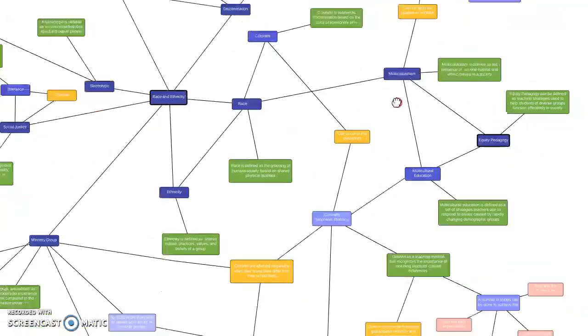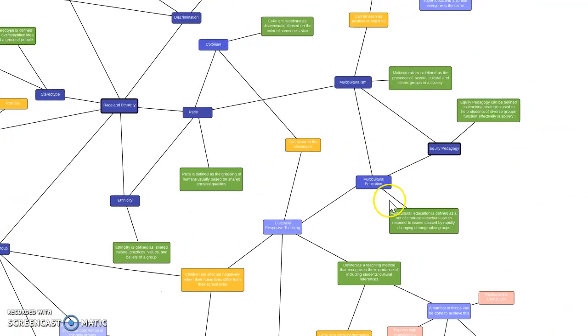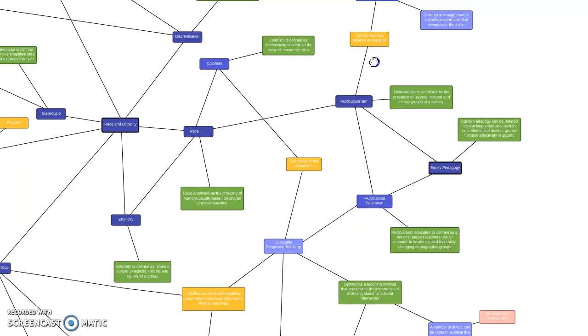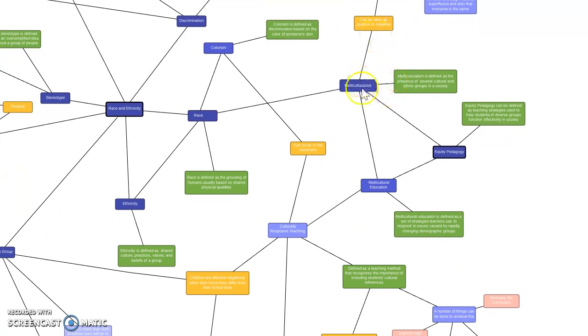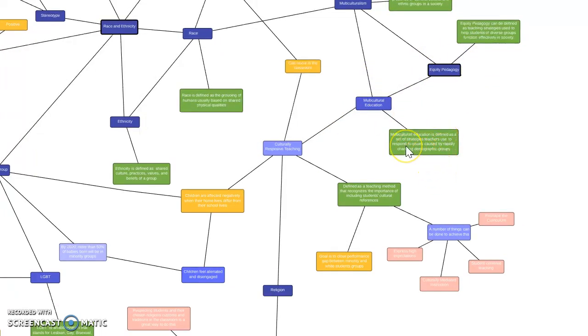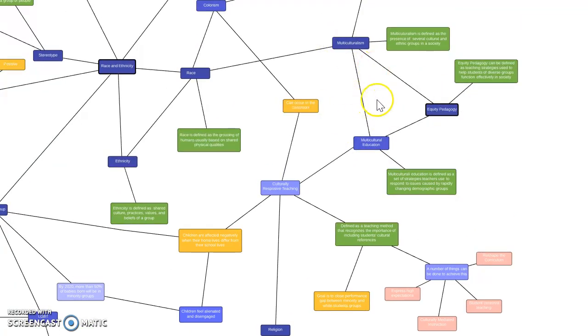And then we move to Module 2, which is multicultural education. And first I just explained what multiculturalism was. And I showed that it can be seen as a positive or negative thing depending on the person. It should be seen as a positive thing, but not everyone thinks that more culture is better in the classroom. And then I went on to explain what multicultural education was, and even equity pedagogy. Multicultural education is defined as a set of strategies teachers use to respond to issues caused by rapidly changing demographics and groups. So I just explained everything in that module.